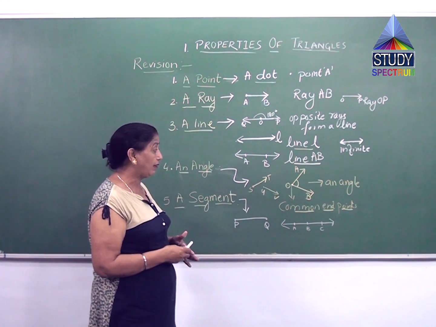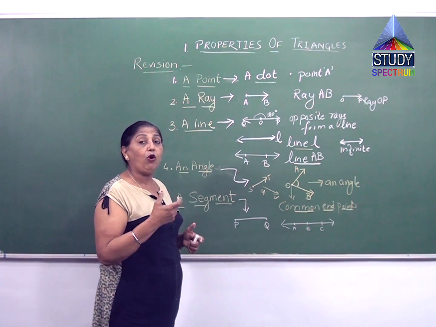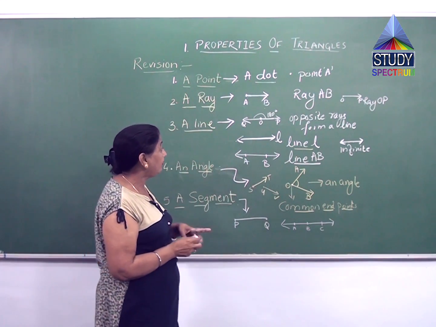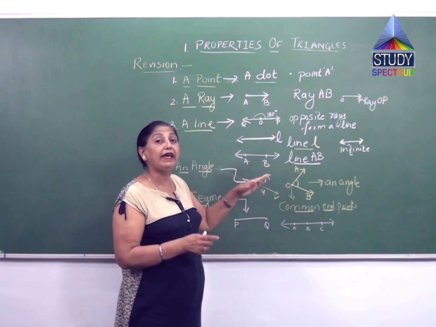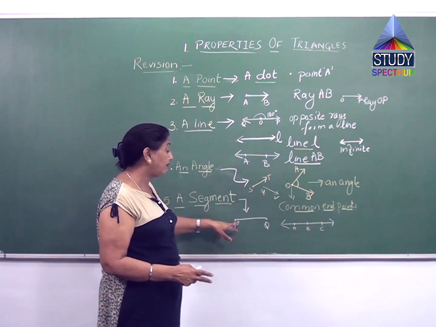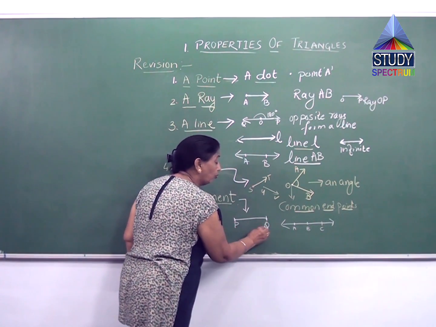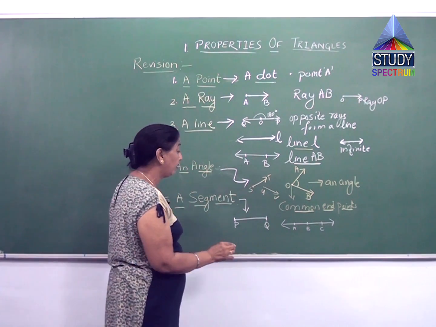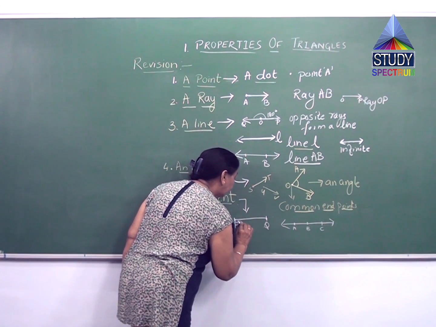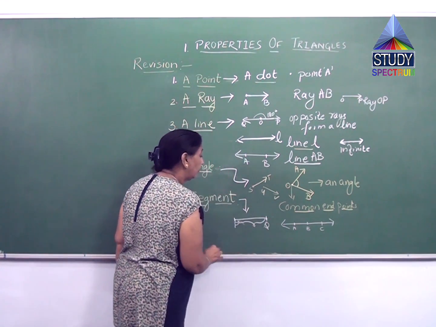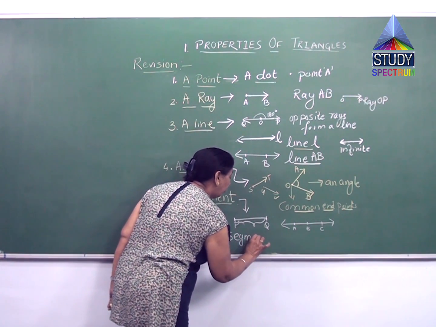Now let's move to the segment. A segment is a part of a line. It always has end points. As you have seen in a line, there is an arrow on both sides, which means we can extend the line. But in a segment, there are end points, see this P and Q. So there is no question of extending it. We can't extend. So this total part is known as a segment, and you can name it segment PQ.